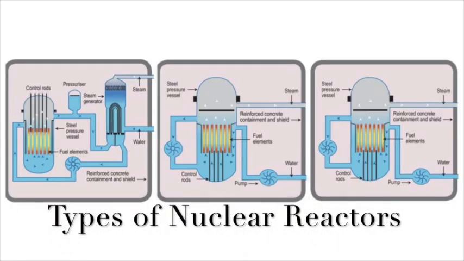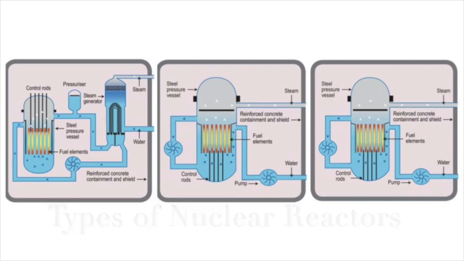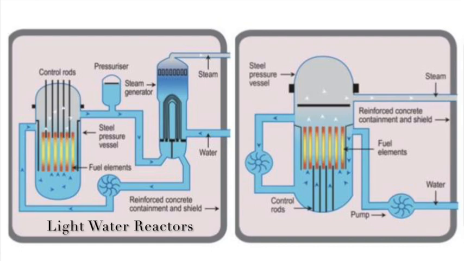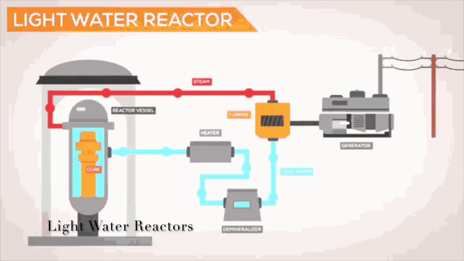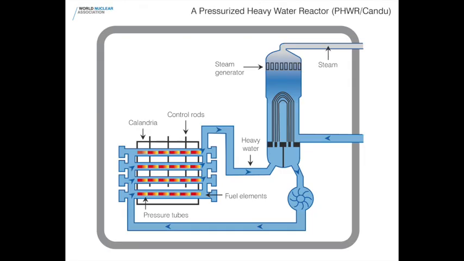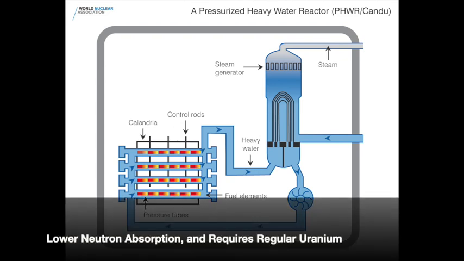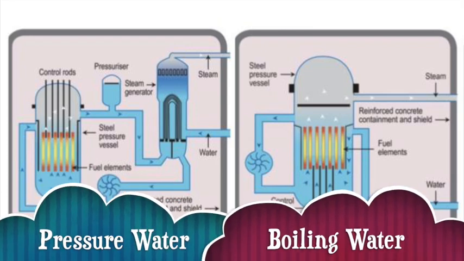Here we have a few photos of different types of nuclear reactors. The first two are light water reactors. They have high neutron absorption rates. They're technically safer, and they require enriched uranium, whereas the last photo is a heavy water reactor. It has lower neutron absorption and requires only regular uranium. The first two photos, one is a pressurized water reactor, and the second is a boiling water reactor.